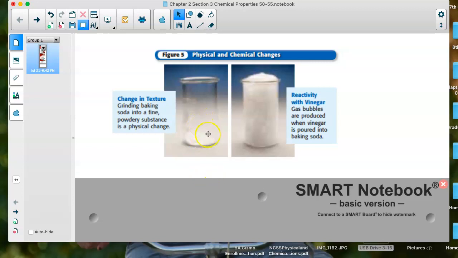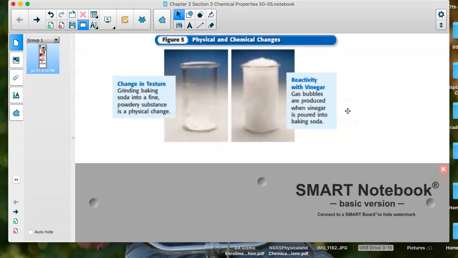So here's a great example. Grinding baking soda into a fine powdery substance when it was a big chunk is not a chemical change. It's still, main components are there, you haven't changed it. But if you take baking soda and vinegar and add it together, you have a solid powder with a liquid vinegar, and now you get carbon dioxide gas. That's a chemical reaction. All that stuff is there, but it has completely changed form. So that is a chemical change, okay?